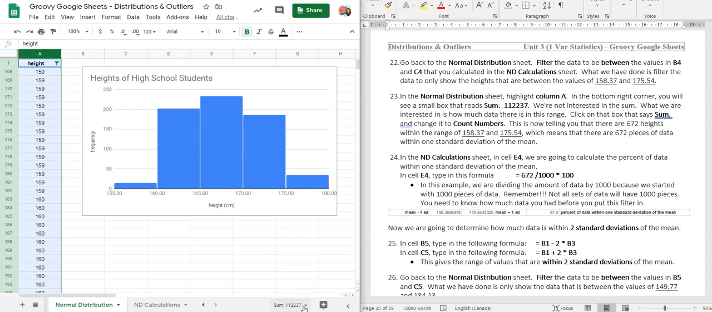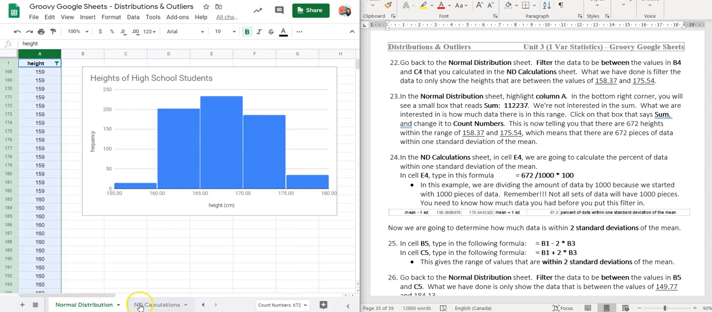So if you click on this and change it to count numbers, you don't want to say count because count includes the title of height. There are 673 cells, but there's only 672 numbers. So that means out of the original 1,000 students, 672 students have a height between 158.37 and 175.54. So that means there are 672 pieces of data within one standard deviation of the mean.